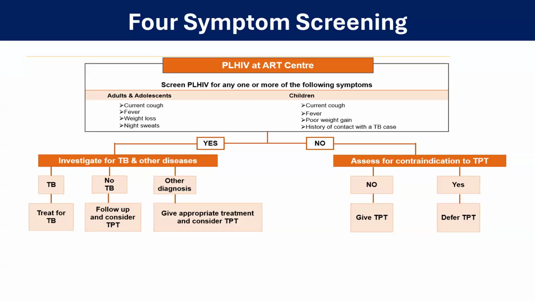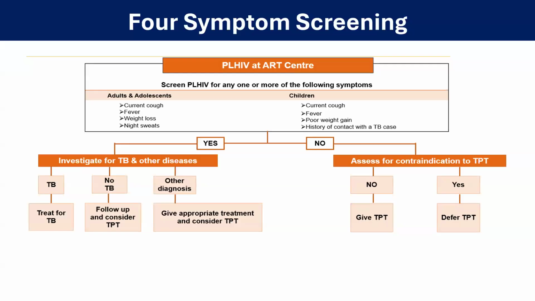If the TB is suspected, the patient will be treated for TB. If the patient is not suspected for TB, then they will be considered for the TPT prophylaxis. And if there are any other OIs, then the appropriate treatment will be given, and also the patient will be considered for the TPT. Suppose the patient says no for any of these four symptoms, then they will be evaluated for the provision of the TPT. If there are any contraindications to the TPT, then the TPT will be deferred.